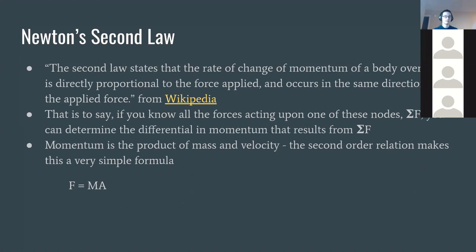So Newton's second law, just a basic thing here. The rate of change of momentum is directly proportional to the sum of the forces applied. So if you know all the forces, then you can determine the differential in momentum. Momentum is the mass and velocity, and then you take the derivative, and you've got force equals mass times acceleration.